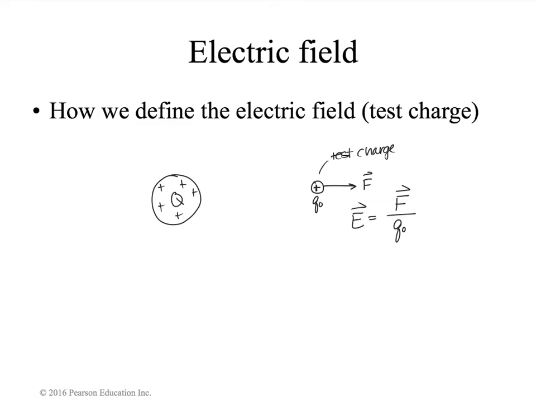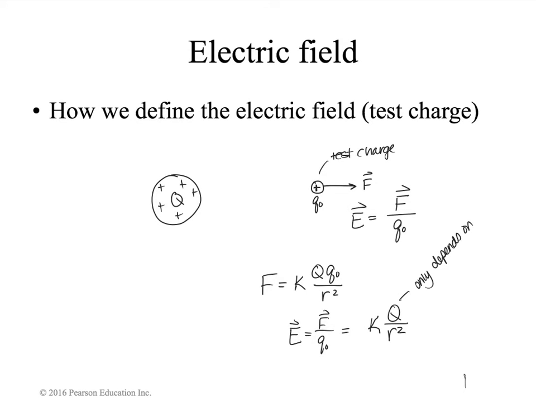Because we know how to calculate that force, the force that the test charge would have felt is k big Q Q naught over r squared. If the electric field is the force over Q naught, and it is a vector as well, you can see that it ends up being k big Q over r squared. So it only depends on the charge that creates it. That's the electric field.